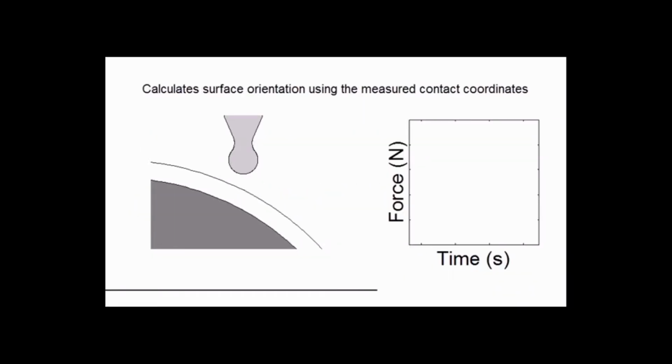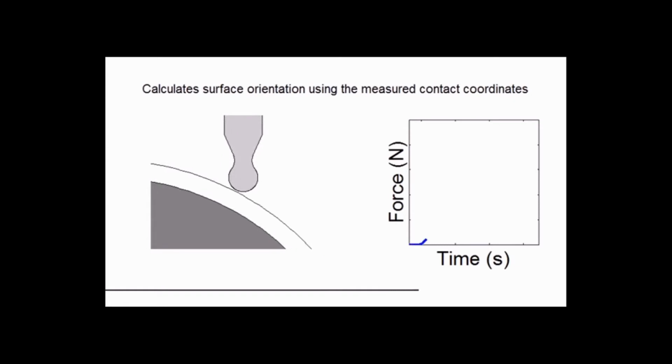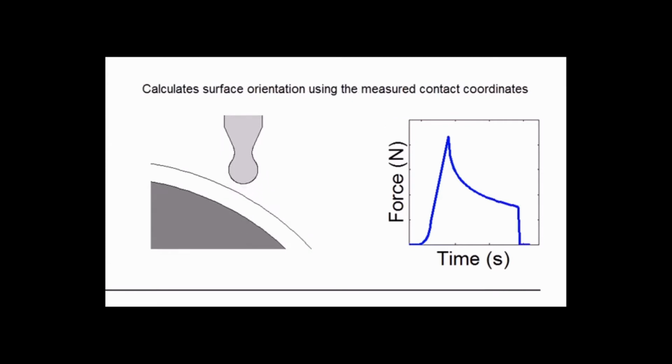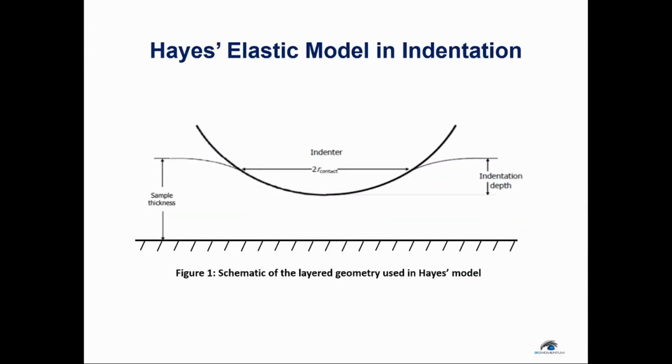The Mach-1 mechanical testing system can be configured to map the mechanical properties of samples with uneven surface using its automated normal indentation function and by fitting the results to Hayes' elastic model. This model describes the spherical indentation of an infinitely wide elastic layer bonded to a rigid half space, for example, articular cartilage over rigid bone.